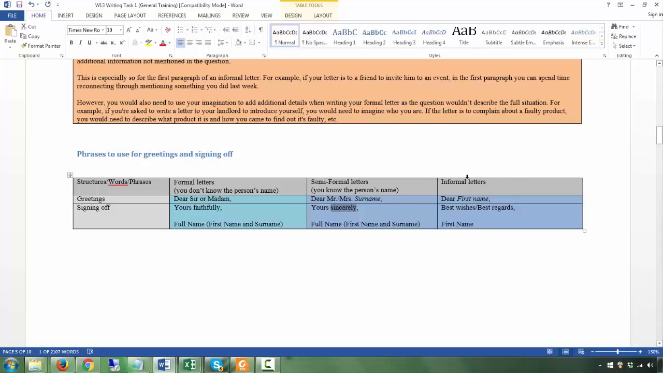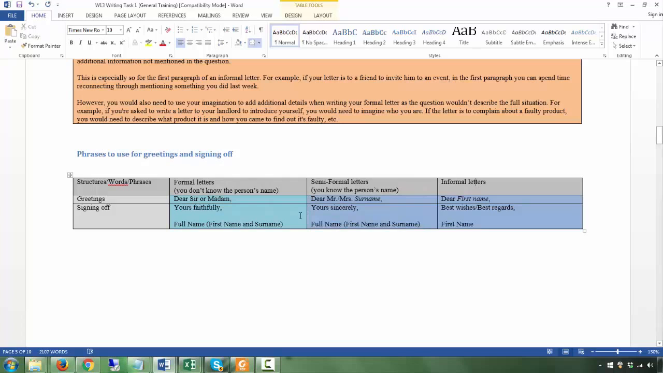And for informal, you just say dear first name. For when you sign off, you could use something like best wishes, best regards, and then you just put your first name. That's all you need. Okay, so three kinds of letters. These two letters are very similar, as mentioned. This, of course, is different.